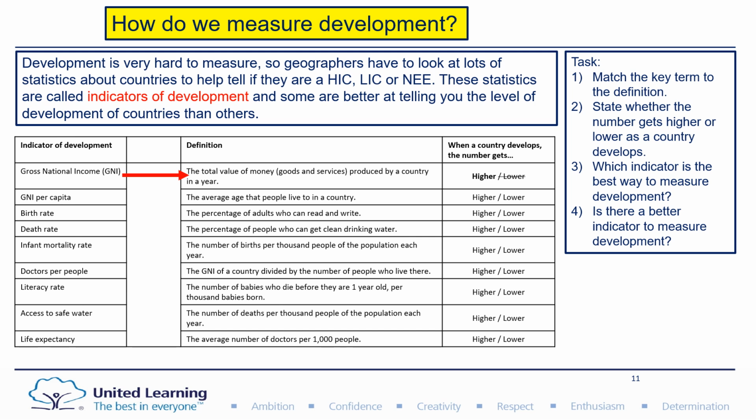These are mixed up. So what you need to do is write out the indicator, GNI per capita, and then find the definition and write that underneath it. So I would write GNI per capita, and then I would write the GNI of a country divided by the number of people who live there. And then next to that, I'd say if it's higher or lower, so I'd write higher. So I'll pause the video here, let you write out the indicators and try to match up the definitions to them. Thank you.